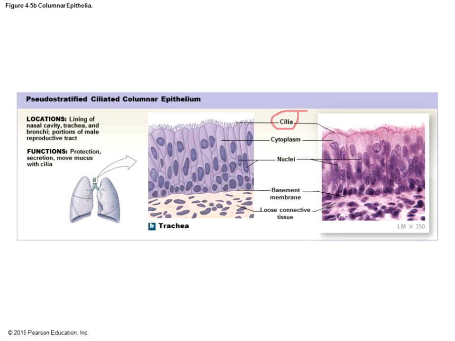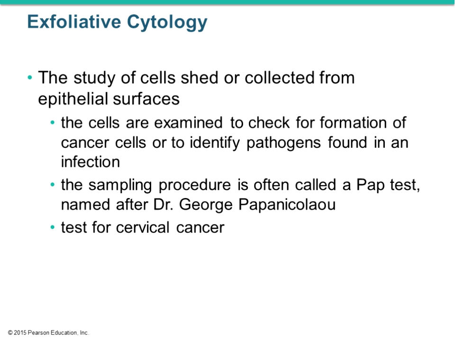And these cilia actually can beat and move and remove mucus, for instance, and debris, like in our airway in the trachea. So that's pseudostratified ciliated columnar epithelium. All right. Now, what is the benefit of studying some of these cells?